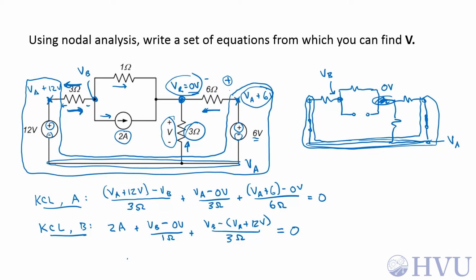Now, an equation for the voltage V. V is the difference between VR, which is 0 volts, and VA, with the positive terminal being at VR. So V is equal to VR, or 0 volts, minus VA, which is just equal to the negative of VA. I now have 3 equations and 3 unknowns. I can solve these for the voltage V.